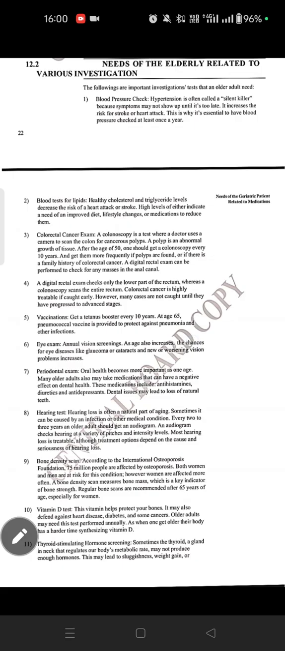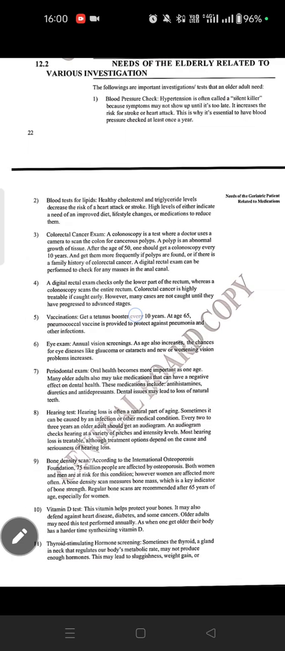At age 50, polyps are frequently found, so we can take the family history and do a rectal examination, and then we can find a mass in the anal canal. Then digital rectal examination, so we can find it in the lower part of the rectum. These cases are highly treatable. If there is any progress, you can take an advanced method.